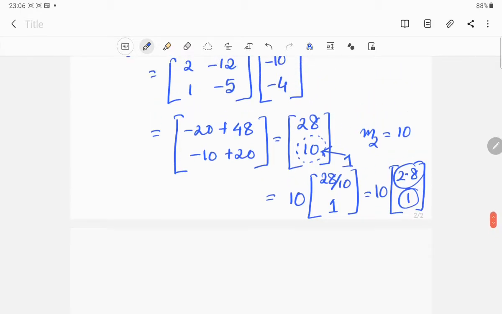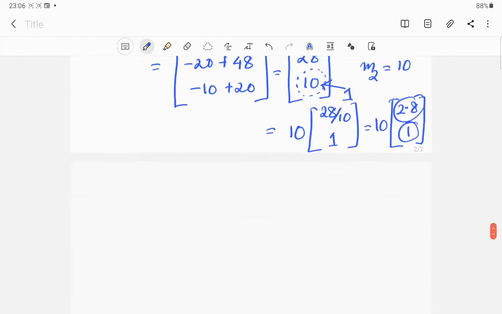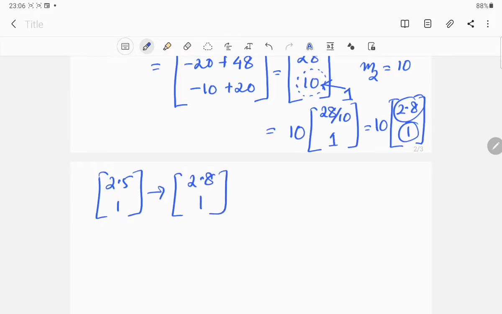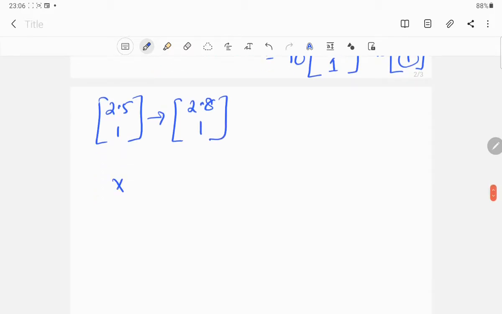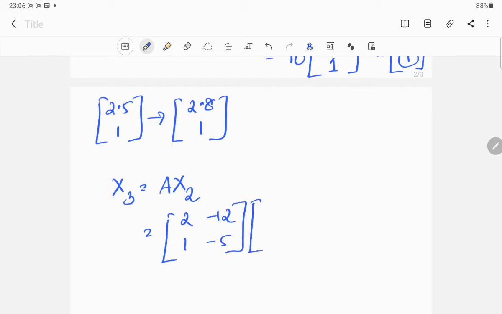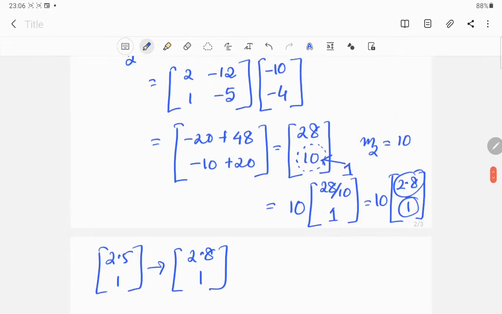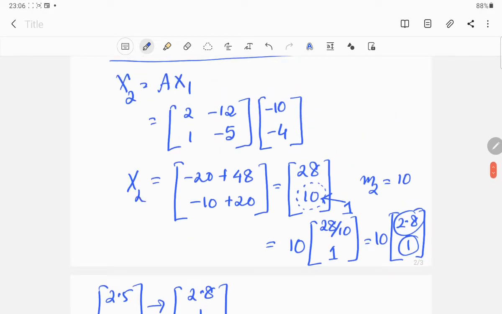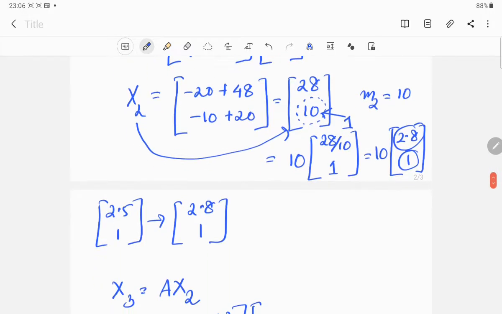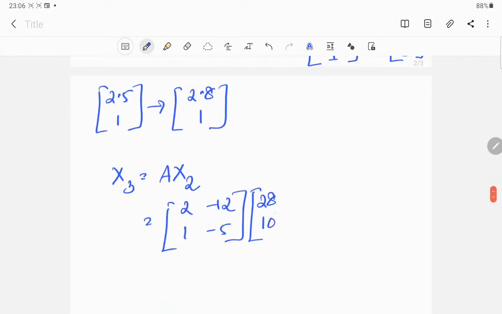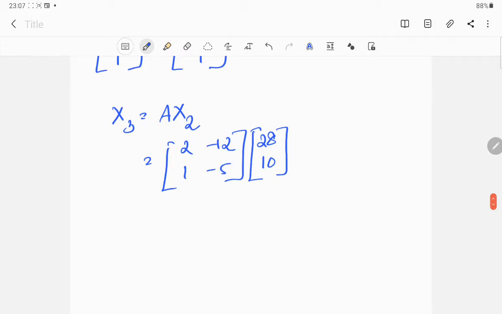So we had 2.51. Next step is 2.81. Okay, again we will do x3. x3 is nothing but A x2. So A x2 means [2, -12; 1, -5], and x2 is nothing but [28, 10].